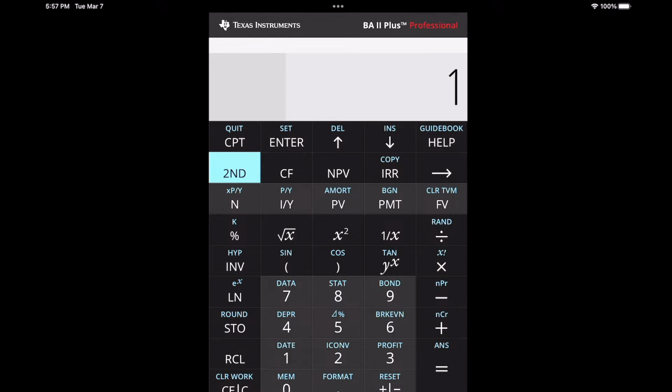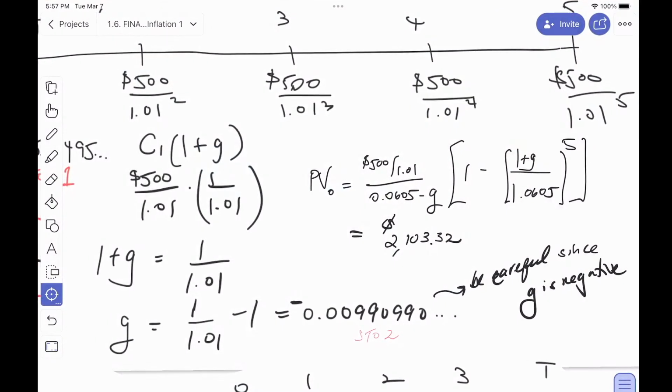1 plus recall 2 equals, divided by 1.06. Oh, is it? I'm supposed to use the real rate. That's why I got it wrong. Am I using the nominal rate? Let's see. I gotta go back.